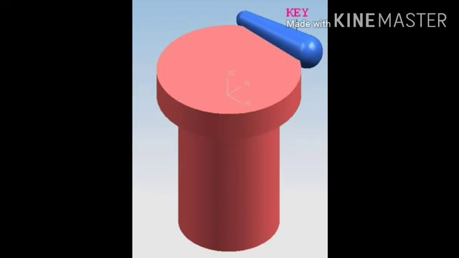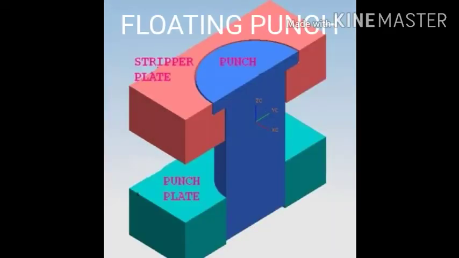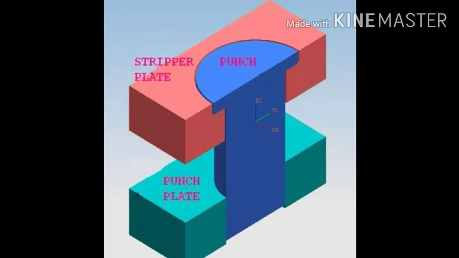The other category is the floating punch. You can see in the diagram, the punch is floating on the stripper plate. It is placed between the stripper plate and the punch plate. So, this type of punch is called the floating punch.